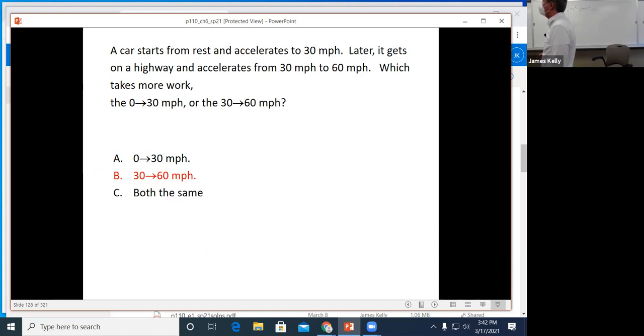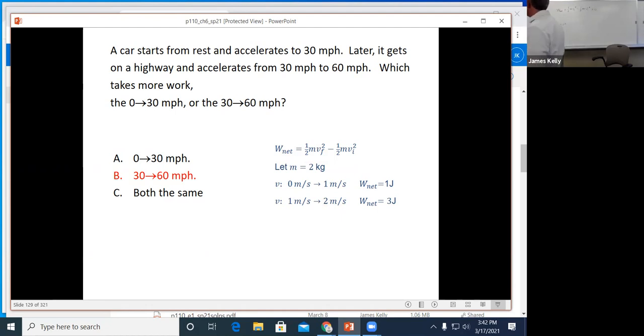So let's change units a little bit. The net work is the change in kinetic energy. That's the work-kinetic energy theorem. Which takes more work, going from 0 to 1 meter per second, or 1 meter per second to 2 meters per second? It's the same thing, except we're just getting rid of the 30s and the 60s. Let the mass of the object be 2 kilograms. Why 2 kilograms? Because I've got a 1/2 out in front of the m, so that cancels it. Then the 1/2 m is just 1 in SI units.